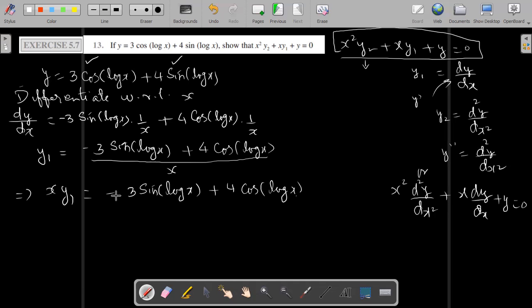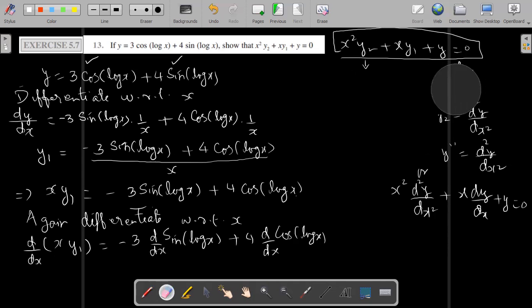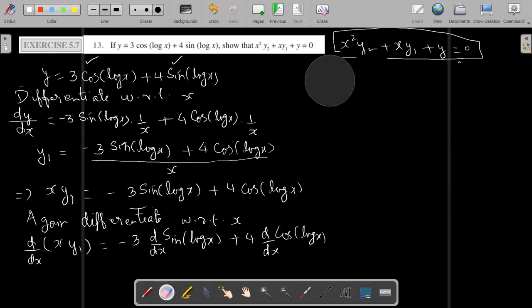And now differentiate with respect to x. So again, differentiate with respect to x. That means I'll write here first, to make you understand, d by dx of x into y1, and here d by dx will go inside. So minus 3, we have to differentiate d by dx of sine of log x, plus 4, constant, d by dx of cos of log x. And we have to prove this.